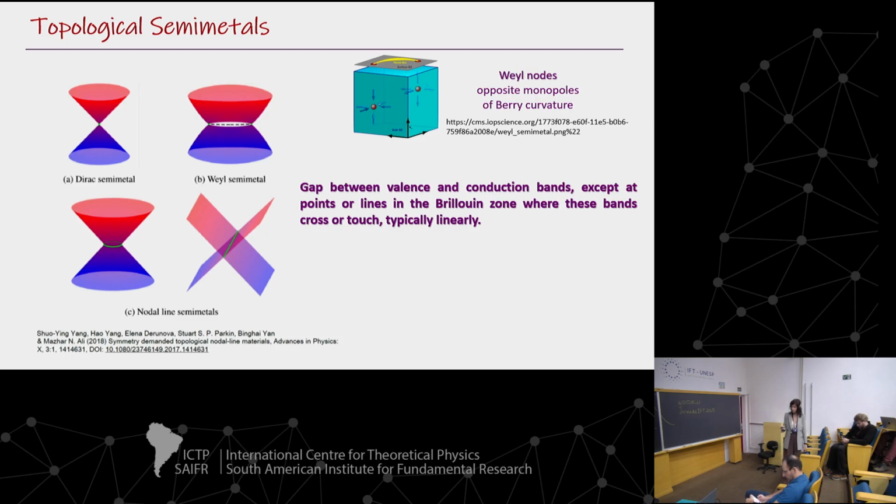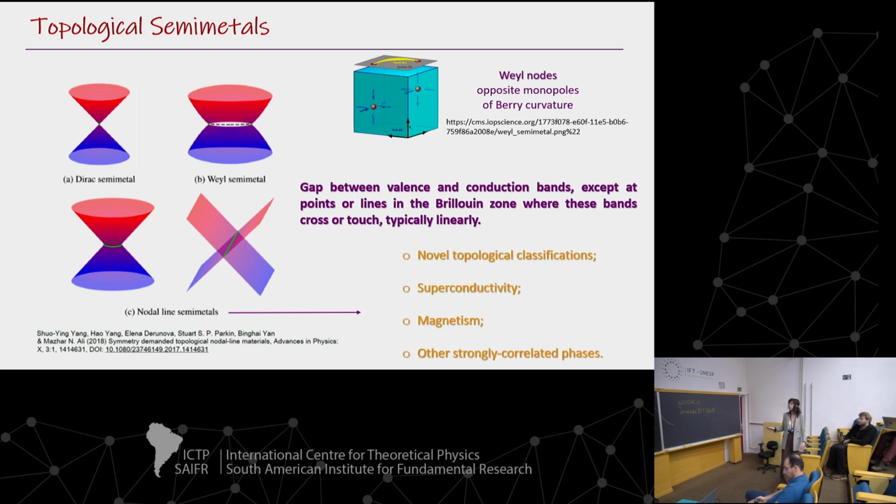And then you have these nodal-line semimetals, where the bands cross or touch along lines in the Brillouin zone. And I'll be focusing on this type of material, nodal-line semimetals. They come with their own novel topological classification. Arguably, they are good hosts for superconductivity, magnetism, and a zoo of strongly correlated phases to develop. And I will be focusing on the case of unconventional magnetism that can arise in these materials.